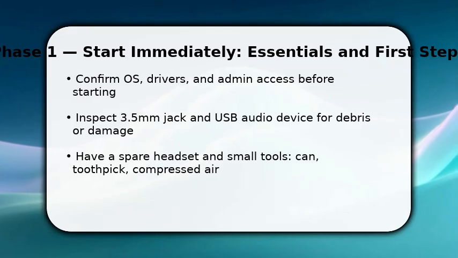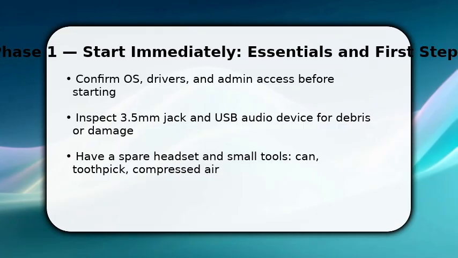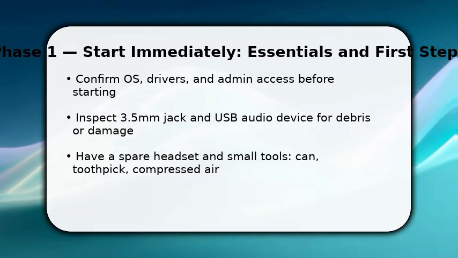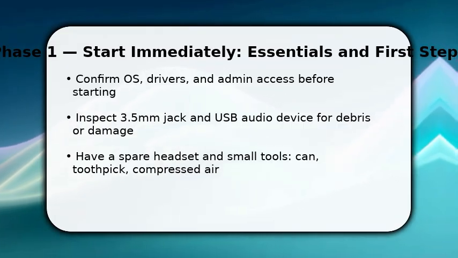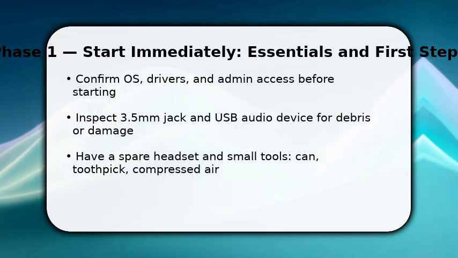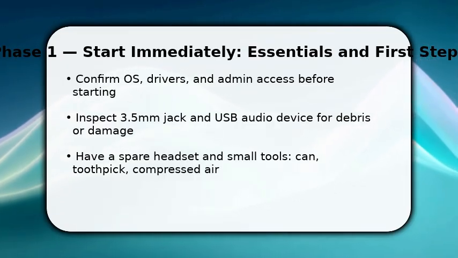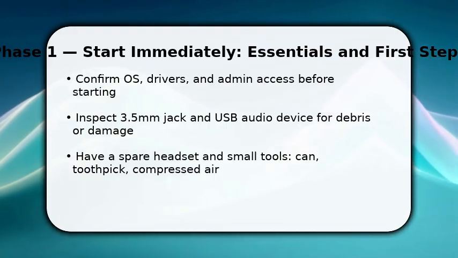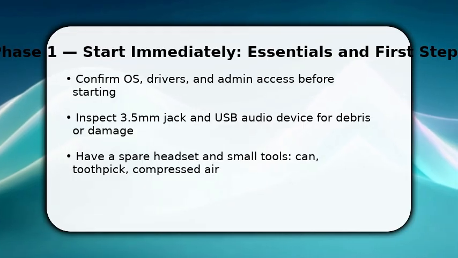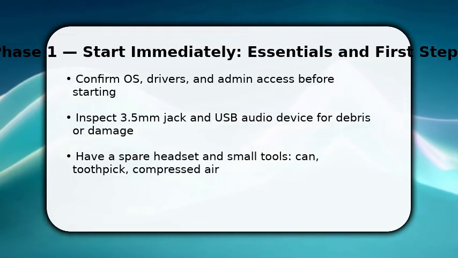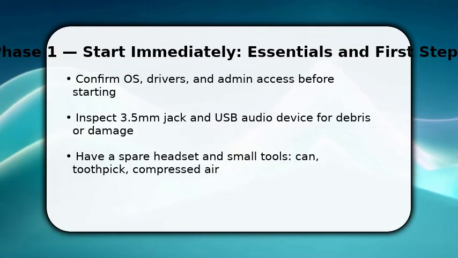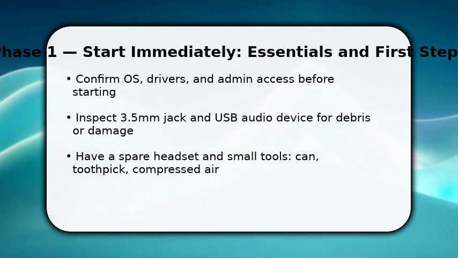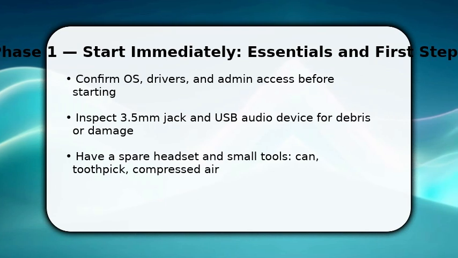You start by verifying system basics, admin rights, device manager access, and current audio driver versions. Once done, physically inspect the 3.5 port and any USB audio device for lint or bent pins because mechanical faults are common. Use compressed air and a toothpick carefully to clear debris. Do not force anything. Make sure you have a spare headset to test, and that Windows or your OS isn't set to mute or wrong output. These simple steps save time later.